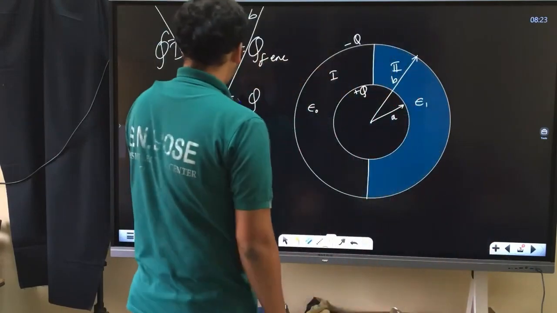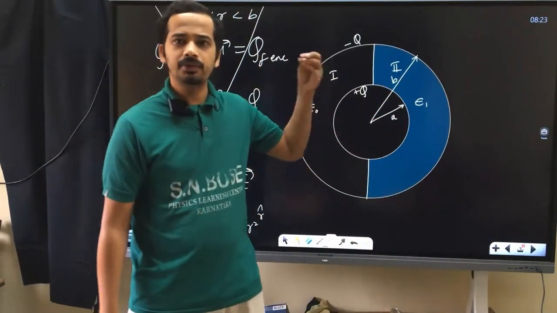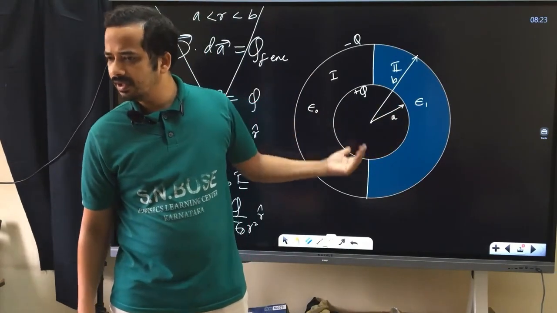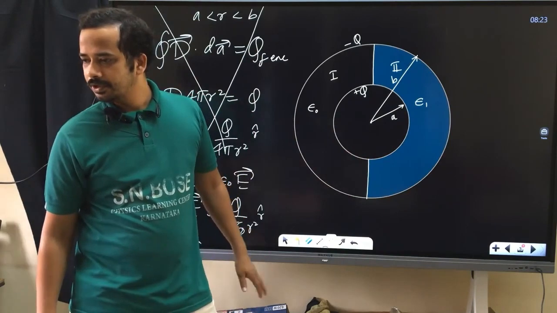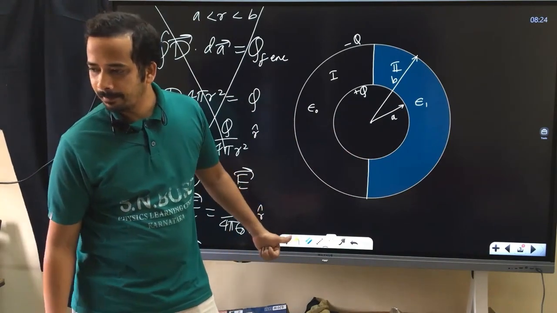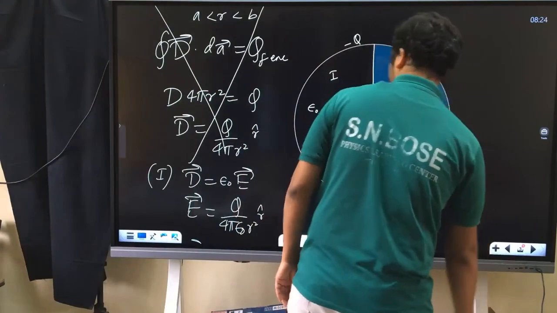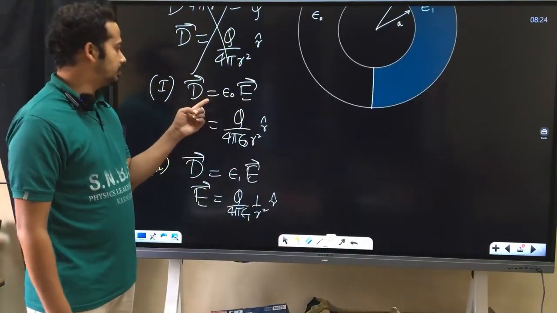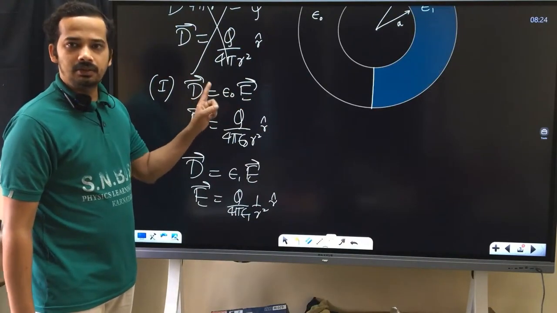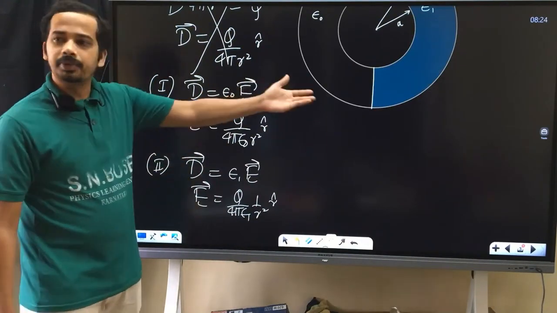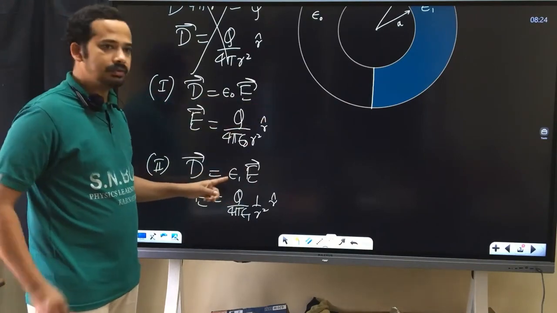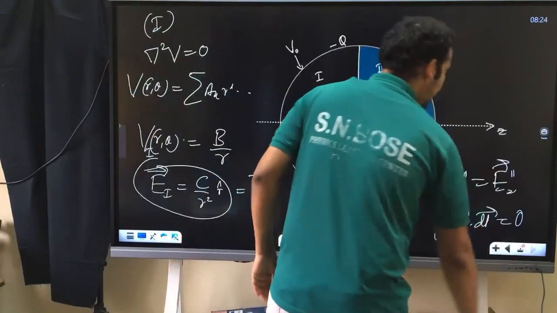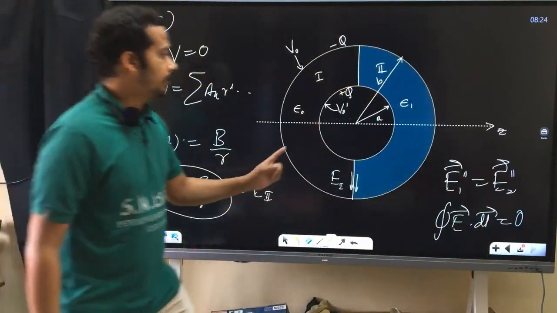You can define D anywhere. You need not define D only in the dielectric medium. Are you getting my point? There is nothing wrong in defining D. In the free space, D is equal to epsilon naught into E. In the space where you have some medium, where you know the dielectric constant, D is equal to epsilon into E. But the free charges do not have spherical symmetry here.